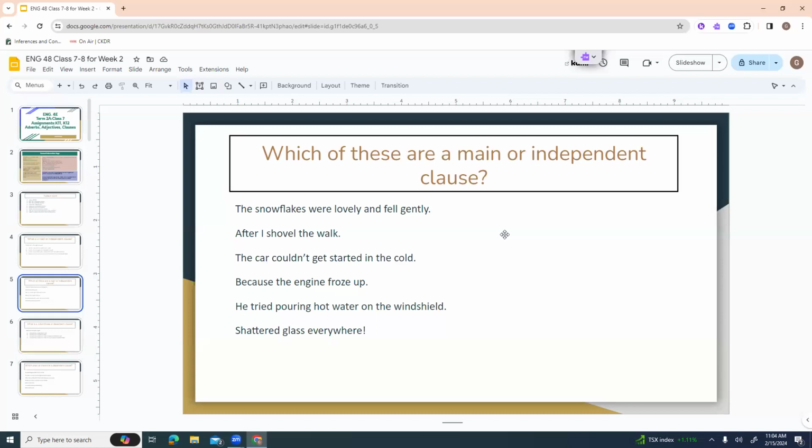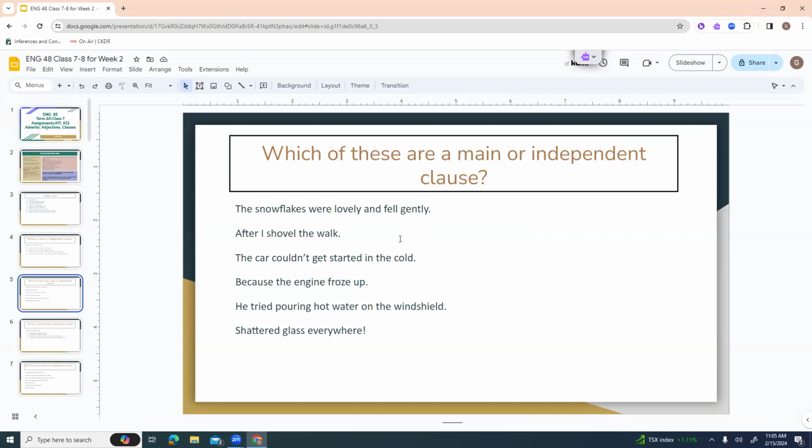"He tried pouring hot water on the windshield." All right, what's our subject? He. What is our verb? Tried pouring. And is it a complete sentence? Yes, it can stand all by itself. I have a friend whose neighbor actually did this, by the way. If you've never seen it done, fair warning, don't do it. And we'll find out why in the next sentence.